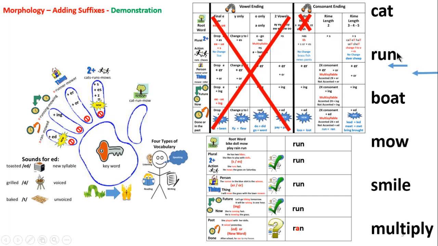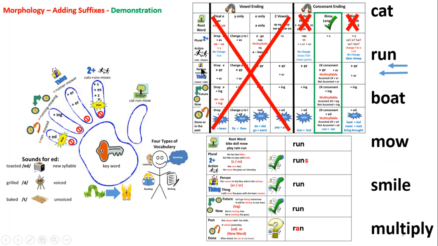Again, you underline from right to left until you run out of vowels. I have two letters, so it's the same rule. And we can eliminate that one. So these are our rules. So to make it plural, we add the S.